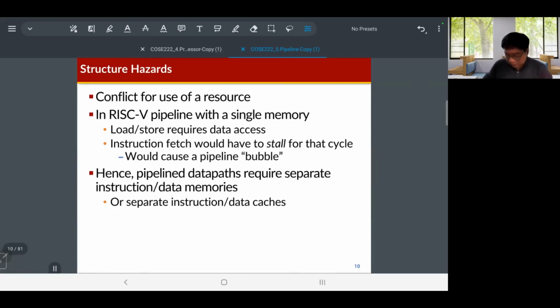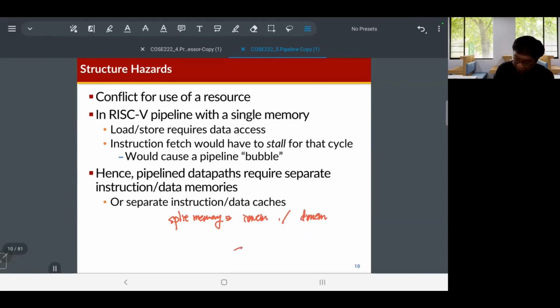But we can imagine some hardware structure hazard for some specific case. For example, in a single cycle processor, we use split memory. What does it mean? It's the instruction memory and data memory.